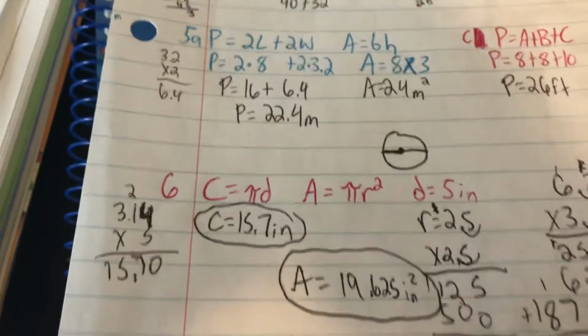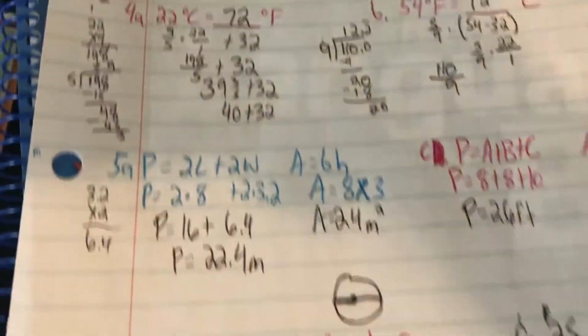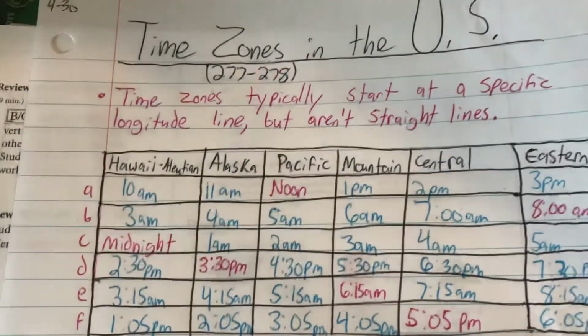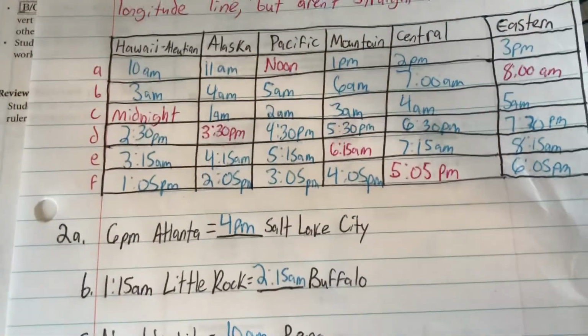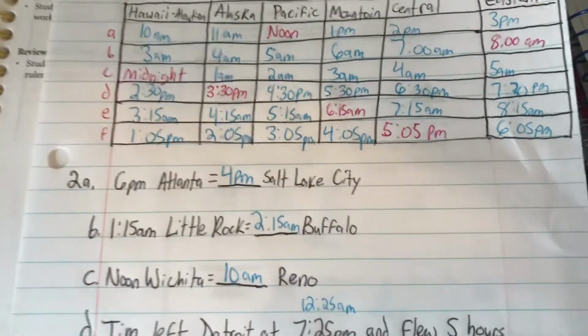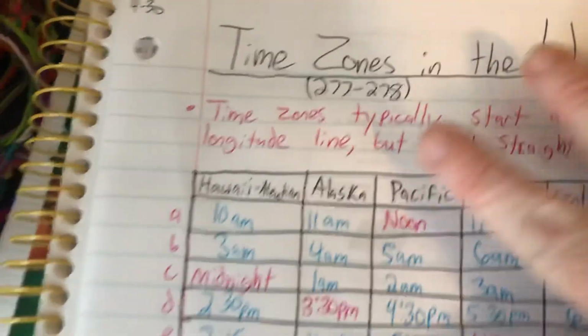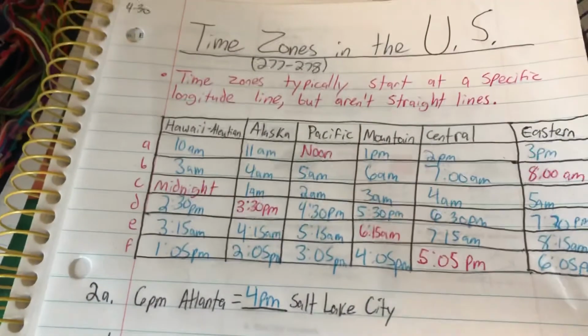Okay, I hope this is making sense. A lot of this section was review, and then we're still working on our time zones, which hopefully those are making sense. You just got to make sure you know where something is located. That's why it gave us that map on the other page.